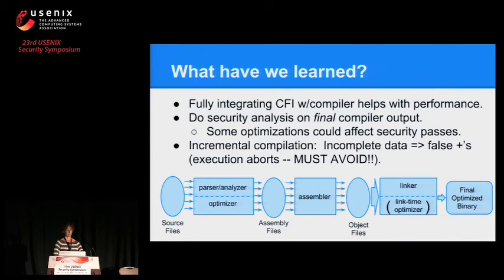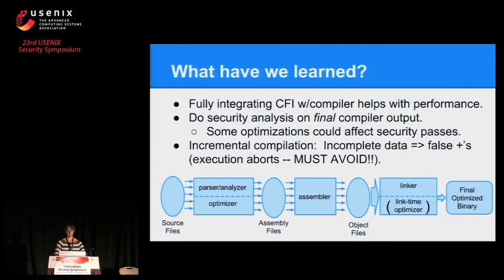We also found that incremental compilation actually makes things much more difficult. If you allow for incremental compilation, then the compiler is only going to see what's in the current file that you're looking at, and this can lead to incomplete data, which in turn can lead to false positives. In our case, a false positive is going to cause execution to abort because we assume the program has been attacked. Having perfectly fine programs aborting on you is completely unacceptable. We had to find a way to avoid this at all costs.